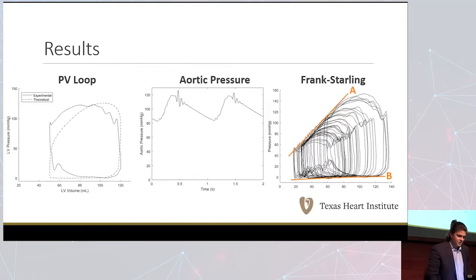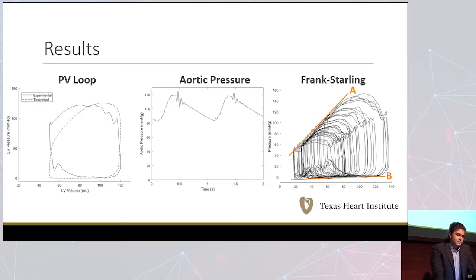So these are the results of our MCL alone, and the results are very promising. The PV loop pressure range is good. It reaches the uppers and the lowers, and the aortic pressure is approximately 120 over 80. And aside from some noise, when pressure starts descending, it's really solid.